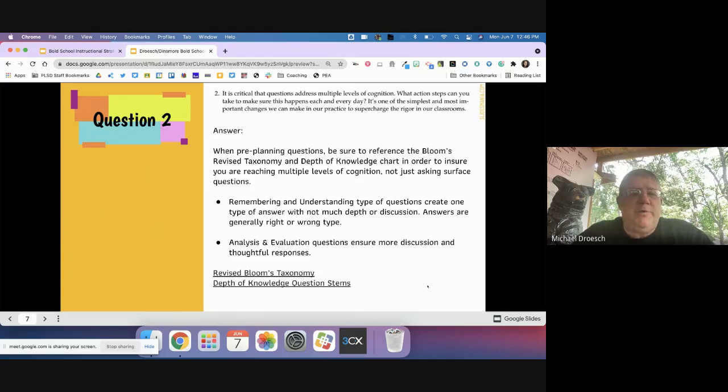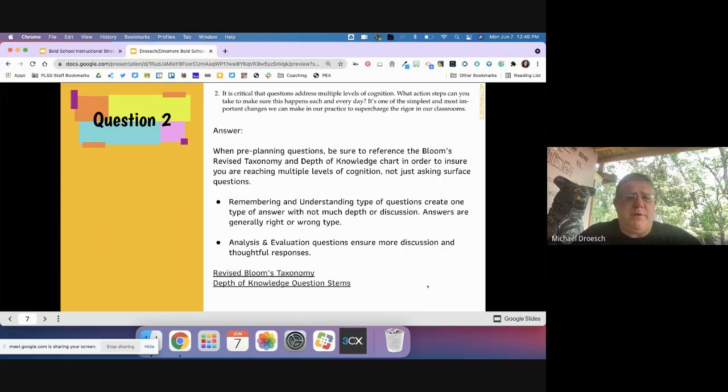It's one of the simplest and most important changes we can make in our practice to supercharge the rigor in our classroom. So when pre-planning questions, really know what you want to ask. Be sure to reference the Bloom's taxonomy and depth of knowledge chart in order to ensure you are reaching multiple levels of cognition. It doesn't matter what technology tool you use. If you don't have these pre-built questions together, it really hurts what you're trying to do. You're not going to get as much as what you want.